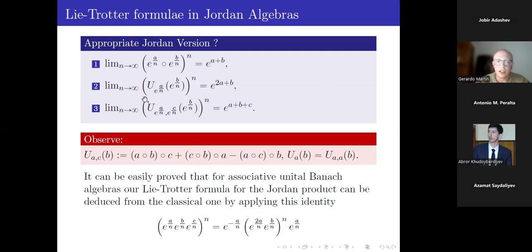Also, we can consider this expression in terms of the U operator, or even more general, in terms of the U operators of two elements, which are defined in the following way. With this definition, now we see that the U sub A operators are just a particular case of these ones. Now, when we consider associative unital Banach algebras, this Lie-Trotter formula that we propose can be deduced from the classical one just by applying the following identity.